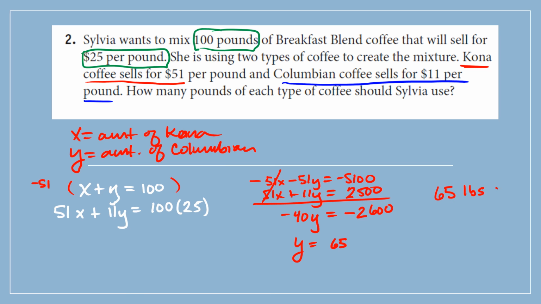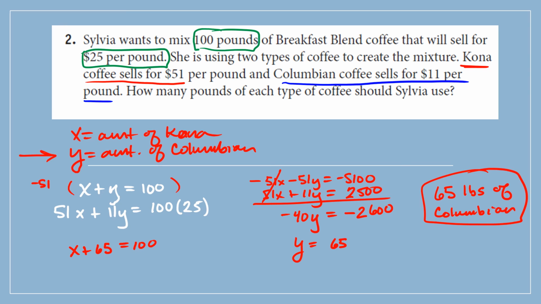So we need 65 pounds of, which one did I just find? Colombian. And then I'm going to plug that in. We know we're making 100 pounds total, so x plus 65, because that's the variable I found, needs to equal 100. So the x, when I minus 65 from both sides, x is going to equal 35. So 35 pounds of Kona. Really important to keep your variables straight so you know which one's which.